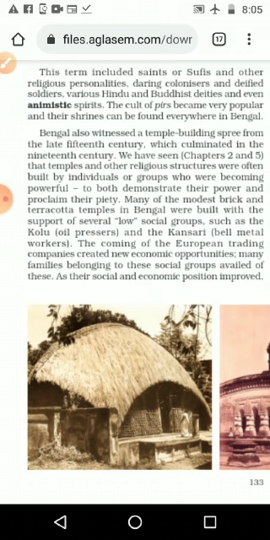Bengal also witnessed a temple building spree from the late 15th century, which culminated in the 19th century, that we have studied already in the 5th and 6th lessons. In olden times the kings were making temples. Then in the time of the Mughal emperors, what happened? The Mughal emperors were making mosques for themselves, and they were making temples for the people of that particular area. So in Bengal also we can see that from the 15th century to the 19th century, like the things we studied in chapters 2 and 5.